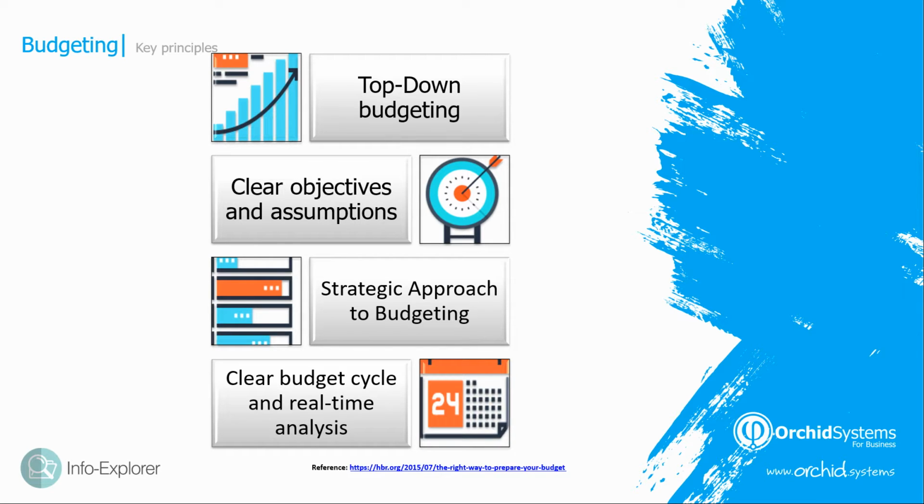And also they have a clear budget cycle. The annual budget is approved by the board and they do quarterly revisions that they want to save in their GL in Sage 300 so that they can do some more detailed budget actual analysis. We will now demonstrate each key step using Info-Explorer Writeback and Sage 300.